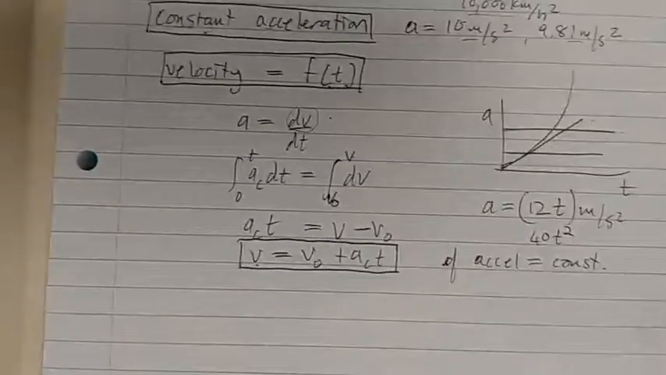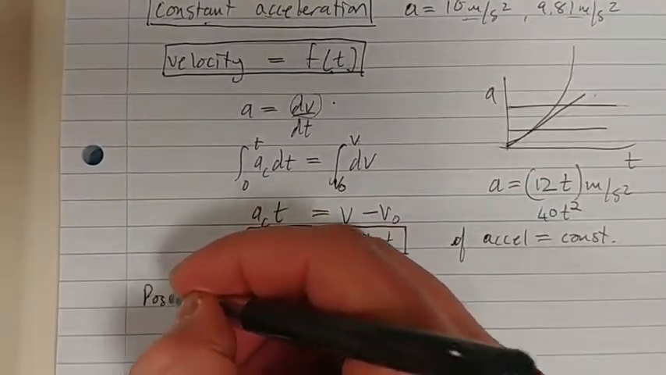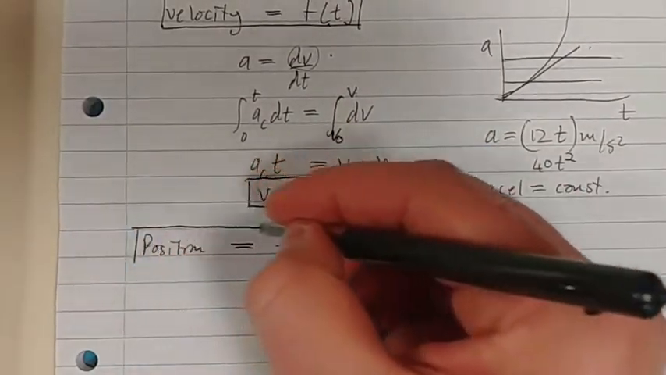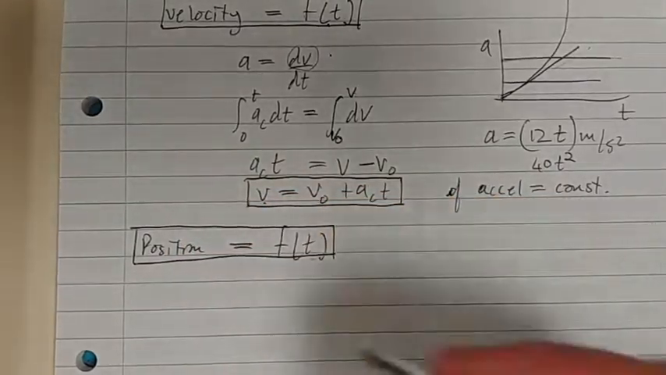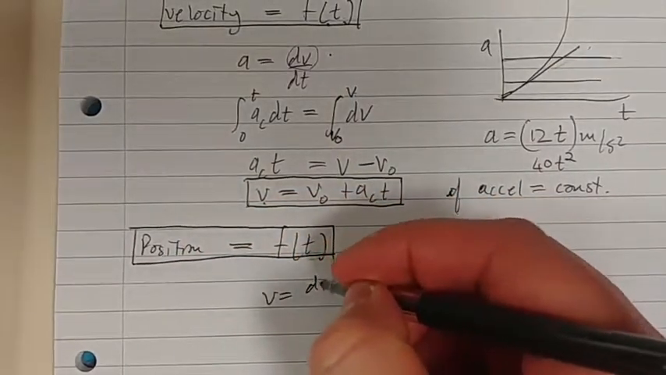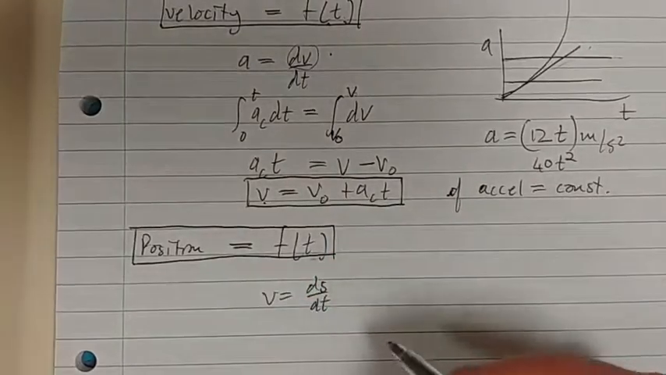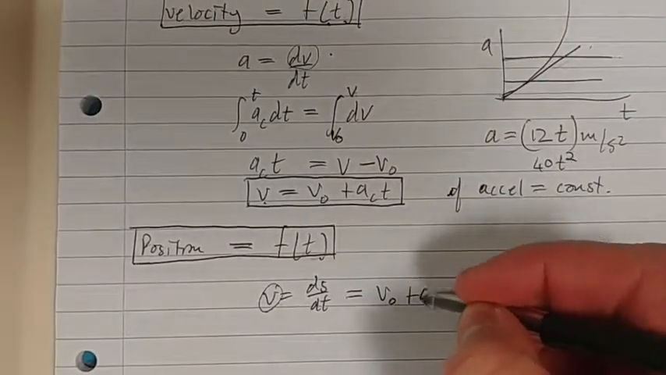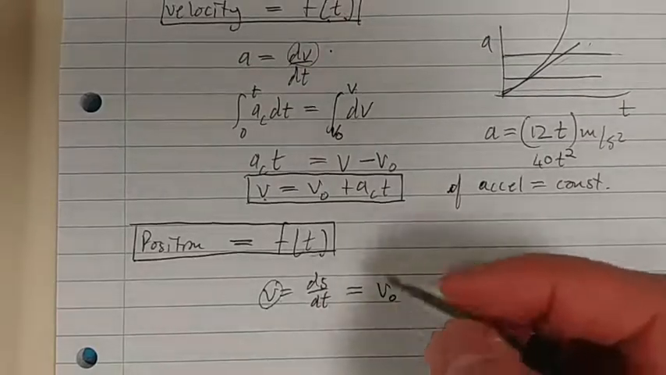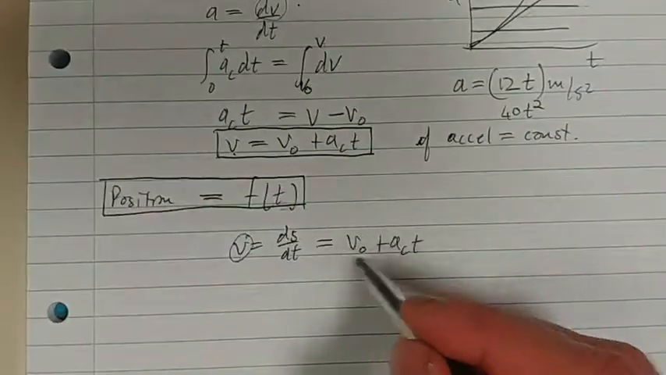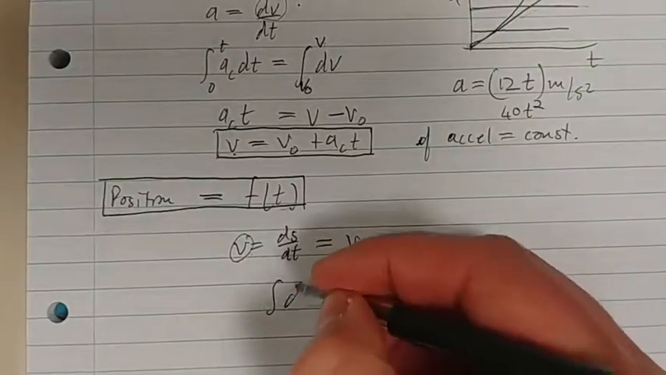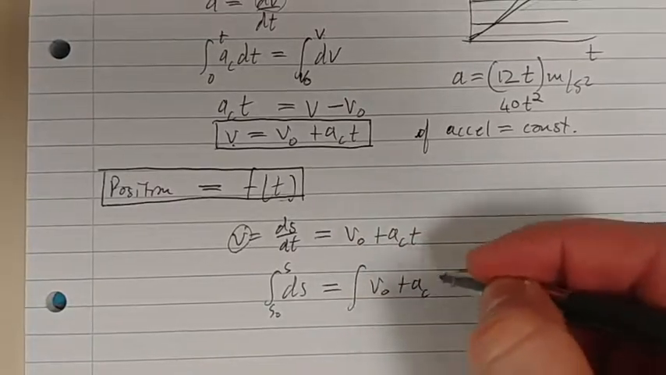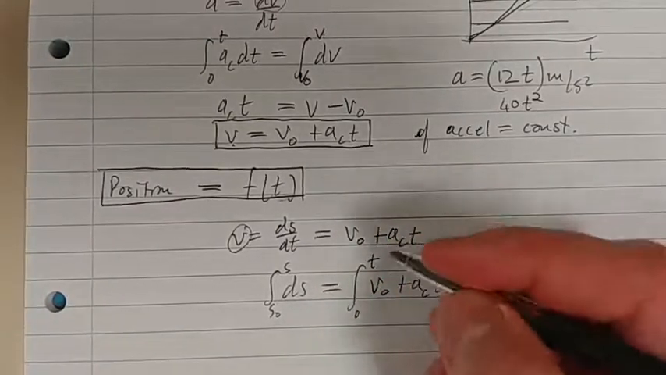Now the next one we want to look at is position as a function of time. How do we get this? We use the equation v = ds/dt. And v, we just solved for: v = v0 + at. Then we separate variables because t is on this side. So we have ds between s0 and s equal to the integral of v0 + at, between 0 and t.